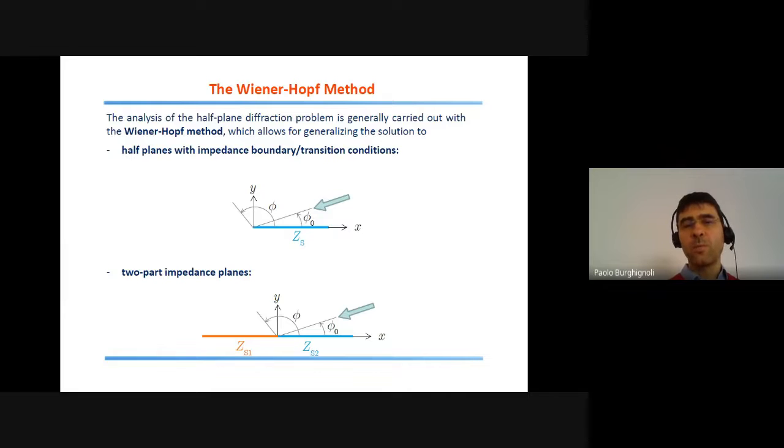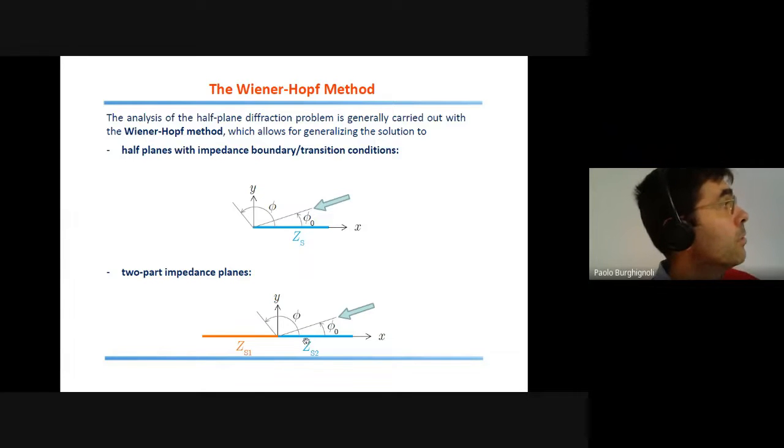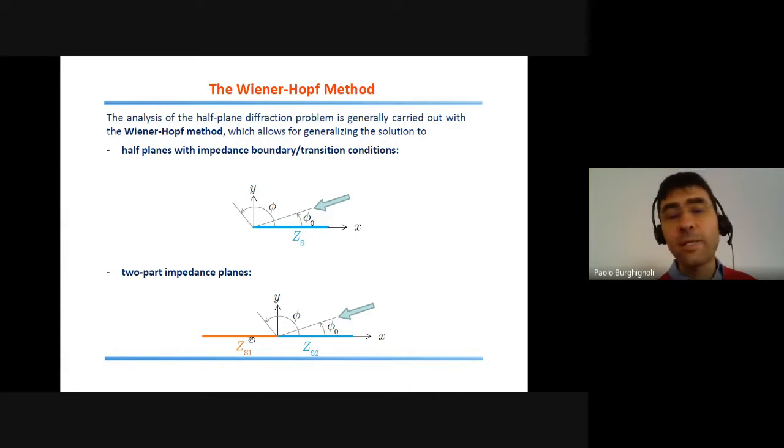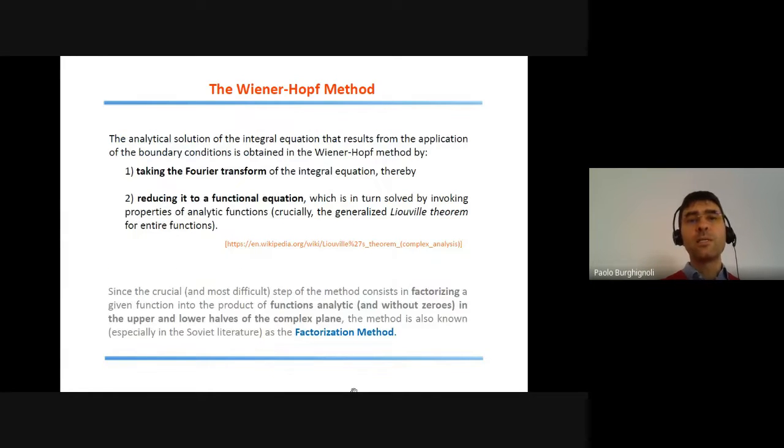There is a plane which is divided into two half planes, in each of which a different boundary condition holds. However, okay, let us see in a nutshell what the method consists of.